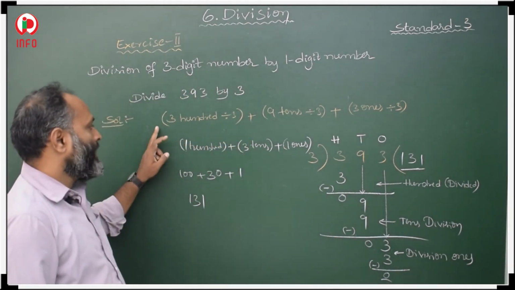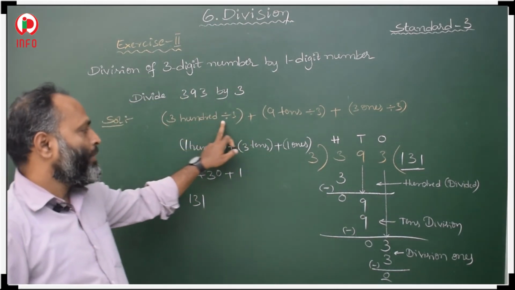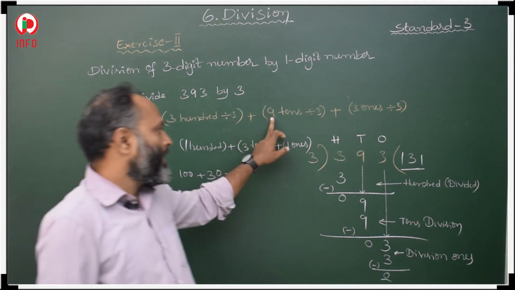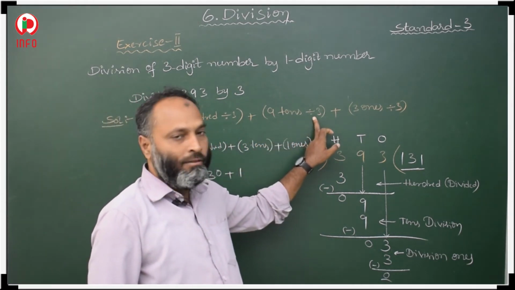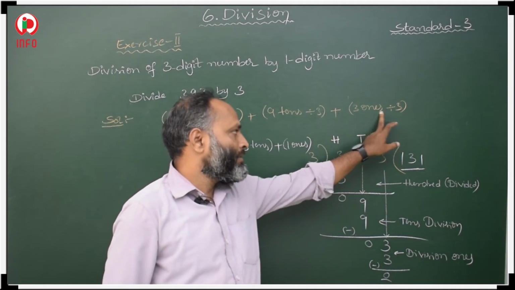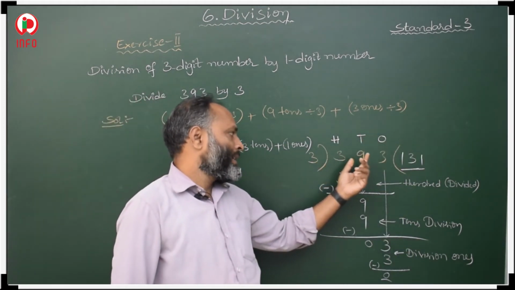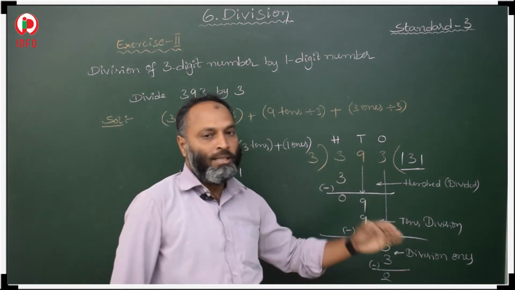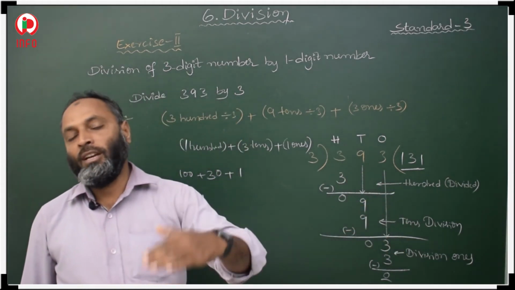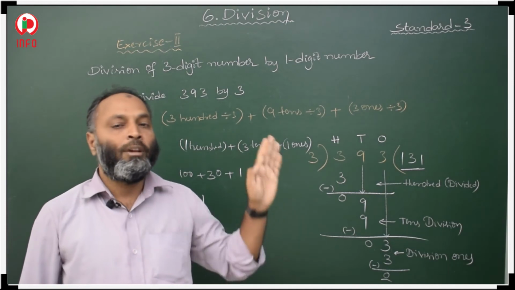In a sequence we have to divide. First we have to divide the hundreds place. Then after that we have to divide the tens place with the divisor. Next we have to divide the ones place with the divisor. So hundreds place, tens place, ones place. One by one we have to take and divide from left to right.